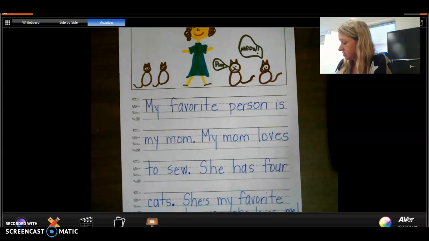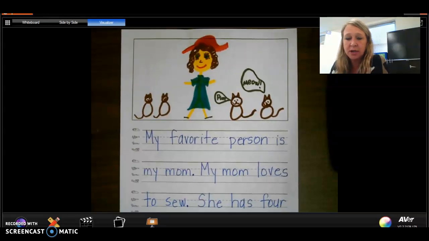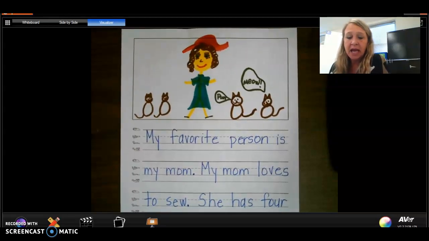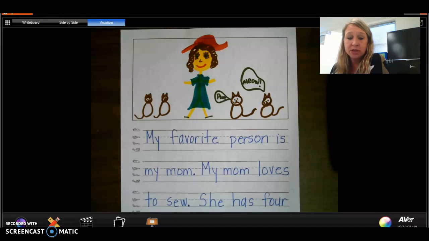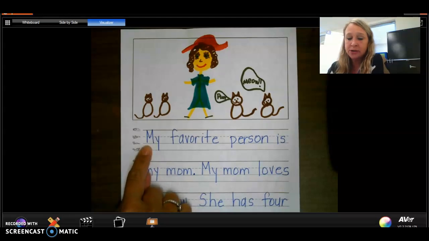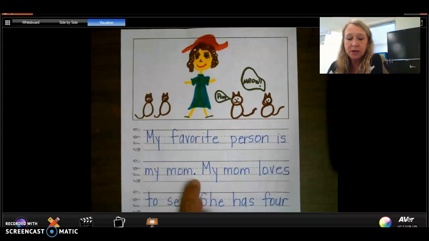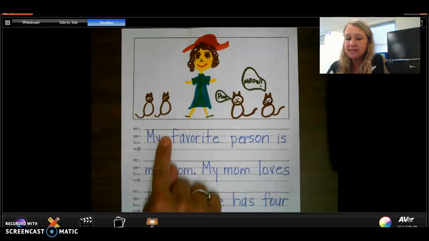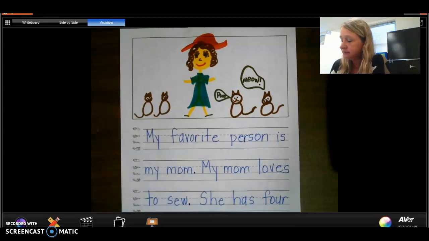And let's just review what we talked about today. We used our picture from yesterday, our brainstorming picture. And we wrote at least 2 sentences by ourselves about our favorite person, our favorite toy, or our favorite sport. We made sure we used capital letters. We made sure we had periods, finger spaces, neat handwriting, and we made sure we had at least 2 sentences.